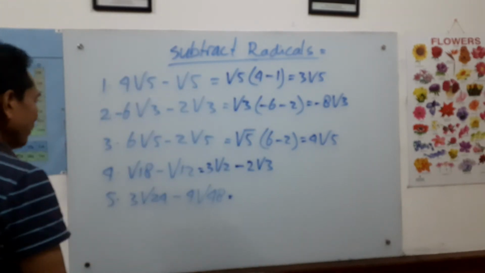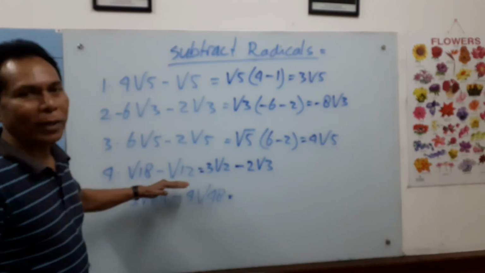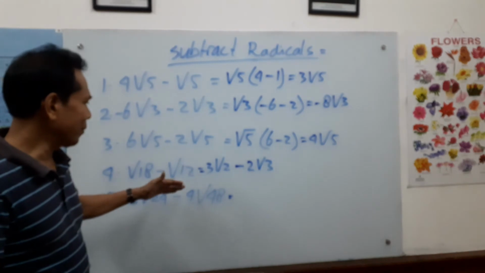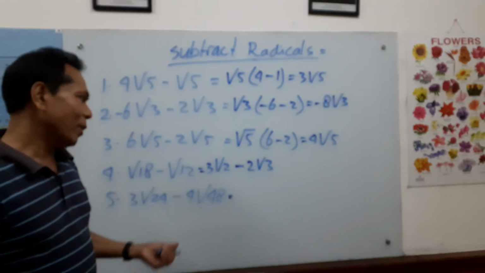So number 4 is also done. Square root 18 minus square root 12. We need to simplify it, and we must simplify this before we subtract them. If the radicals are the same, we subtract them. Otherwise, we just leave it.